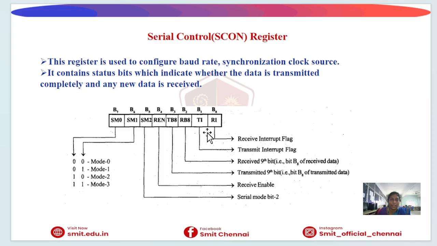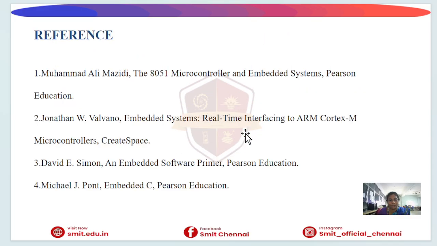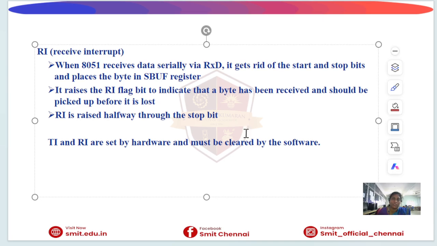Then what is meant by TI? That is the transmit interrupt flag. It indicates the completion of data transmission. When TI becomes 1, the 8051 is ready to send the next byte, and TI is set at the beginning of the stop bit. The next one is RI, the receive interrupt flag. It indicates a data byte has been received. The 8051 receives the serial data, removes the start and stop bits, stores the data in the SBUF register, and sets the RI flag. RI is set halfway through the stop bit.